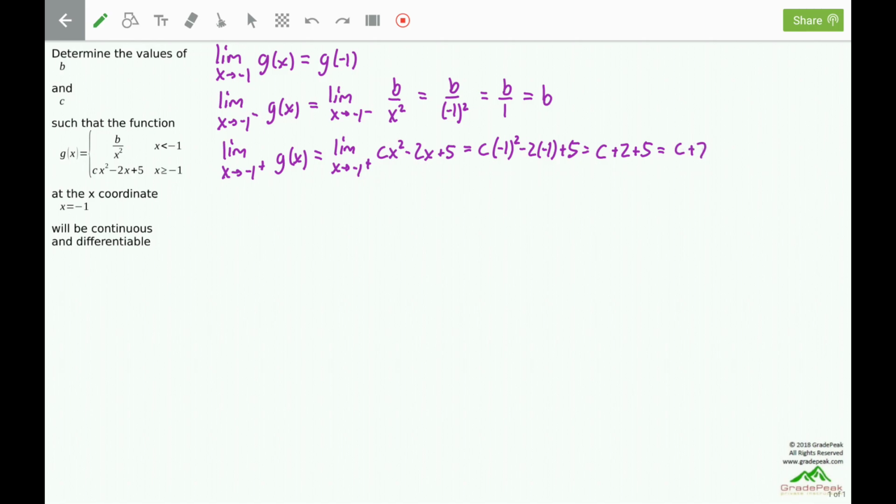c plus 7. We also need to look at g evaluated right at -1, and that's going to be determined by the one that includes -1, which is that one for the expression. And we will plug a -1 in for each of the x's, c times -1 squared minus 2 times the -1 plus 5. -1 squared is a 1 times a c, -2 times a -1 is a 2, plus the 5, which will give us c plus 7, just like the right-sided limit of -1 did.